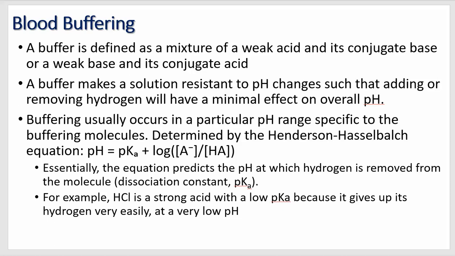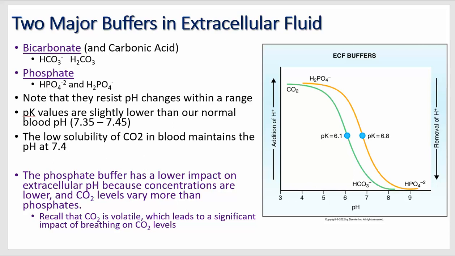For example, hydrochloric acid is a strong acid with a low pKa because it gives up its hydrogen very easily at a low pH. So if we look at our blood buffers, we have a bicarbonate buffer and a phosphate buffer. Those are the main chemical buffers in the blood, or in the extracellular fluid. So bicarbonate, we have that over here. It's the green one, and we can say that that equilibrium is right here. And on either side of that, we have a resistance to change. So there's not much change in this area.